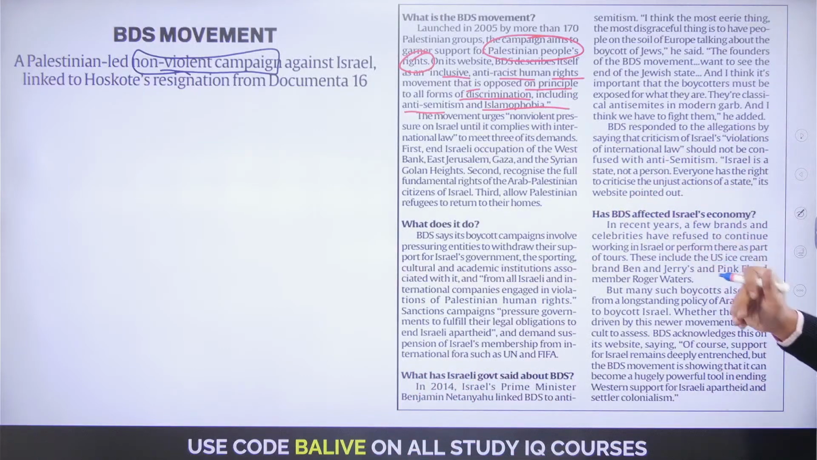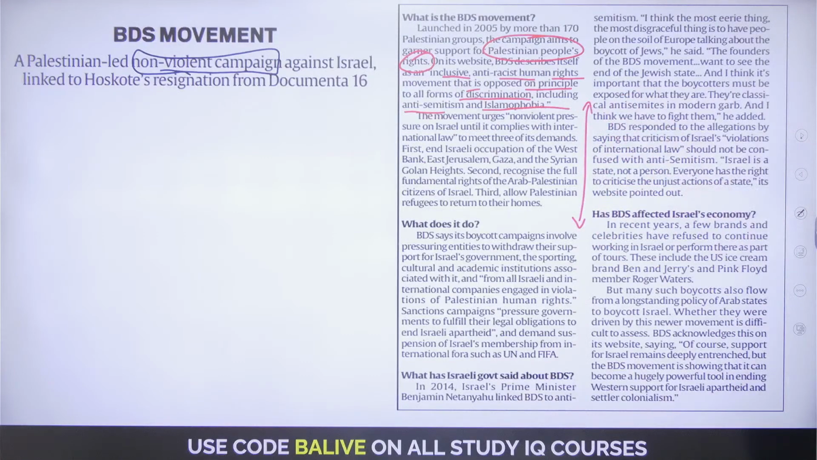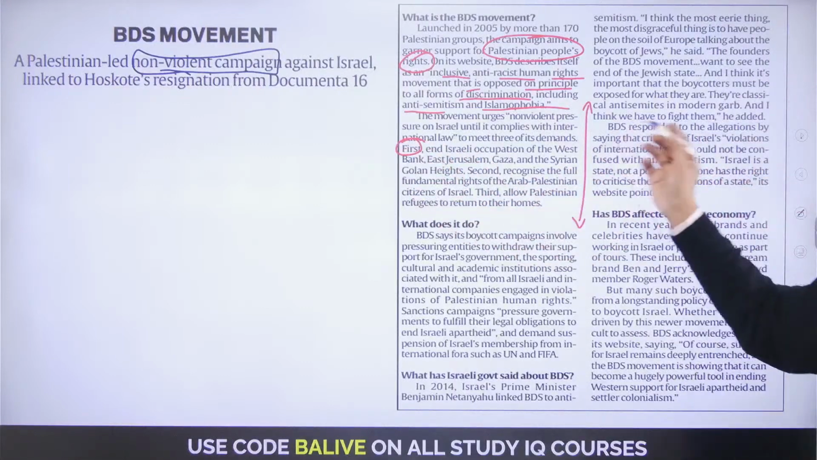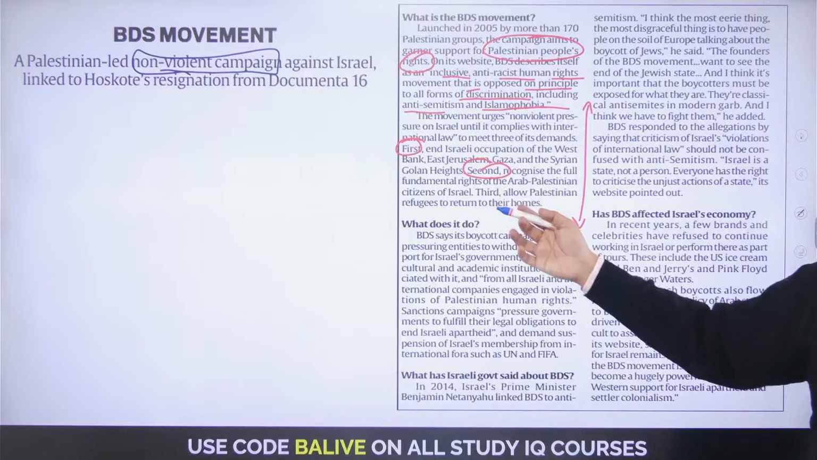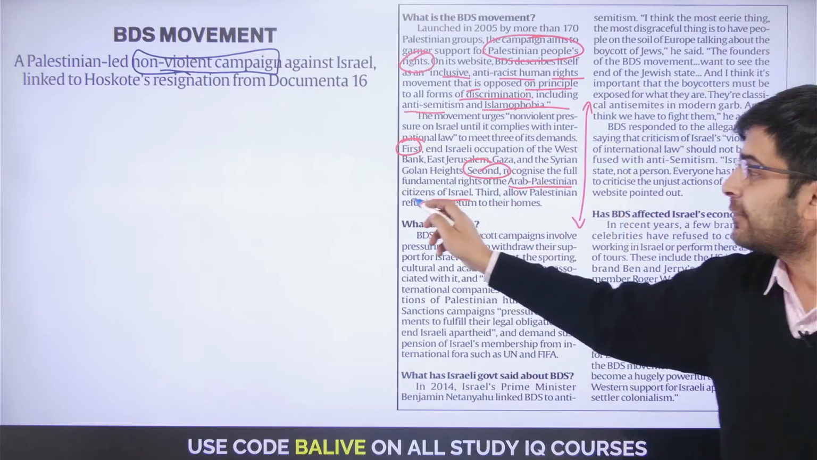Now, after that is the basis on which their whole movement stands. The movement urges non-violent pressure on Israel until it complies with international law. And then they have three demands. The first is to end Israeli occupation. Second is to recognize the fundamental rights of the Arab Palestinian citizens of Israel.